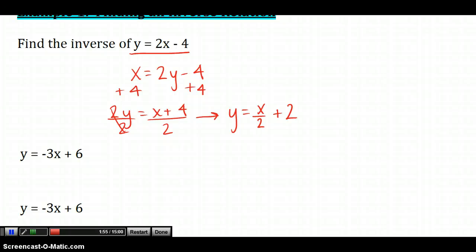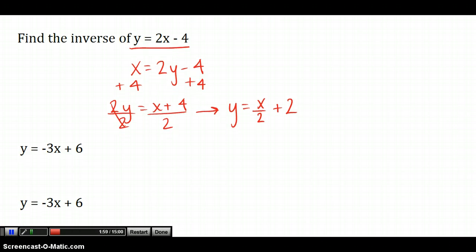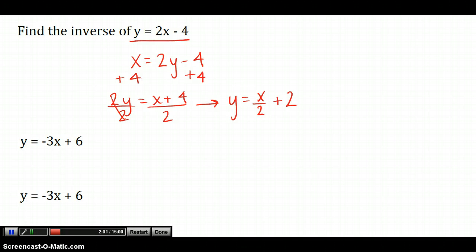Why don't you go ahead and try this next one? And I don't know why it's written twice. My computer's being awesome right now. Go ahead and try it. Maybe pause it because I'm going to go ahead and do it. So pause it, try it, and then you can play the video again and check your answer.